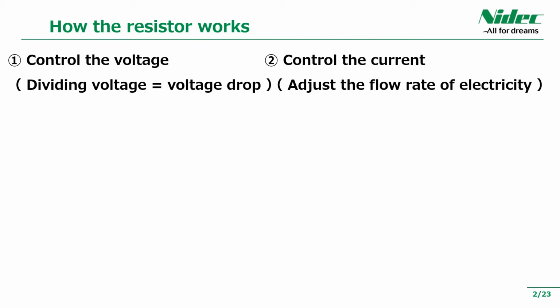Okay, let's start with the role of resistors. A resistor is responsible for controlling voltage and current, and makes it possible to adjust the voltage drop due to voltage division and the flow rate of electricity.